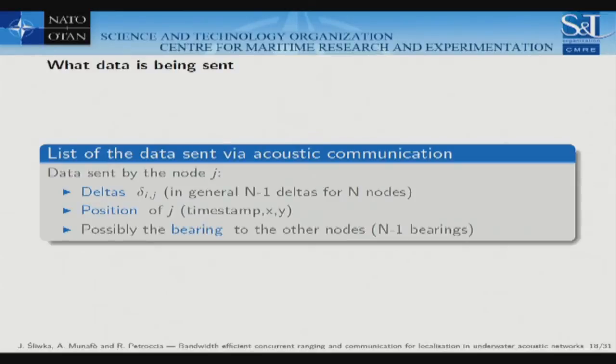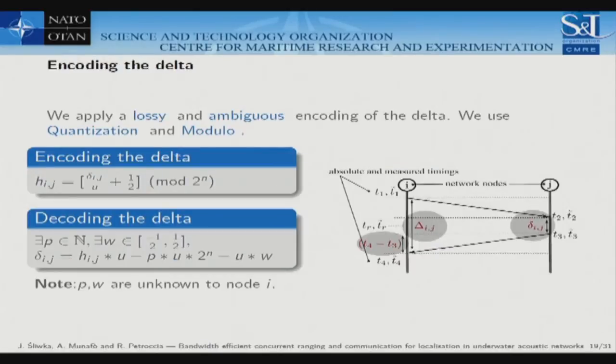If we were to use the raw data, we would use the 100 bits per second just for localization data, and we have to send other things. So we do something simple: we apply a lossy and ambiguous encoding of the delta. We use quantization, which is a simple method of quantizing the data. So instead of having a continuous scale, you have quantized data. That's the first way we reduce the size, but that's not the interesting one. The interesting one is actually the ambiguous encoding.